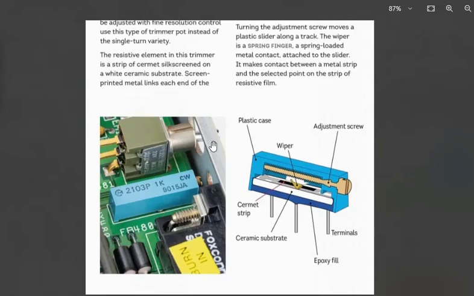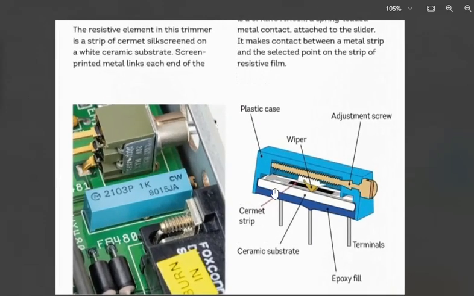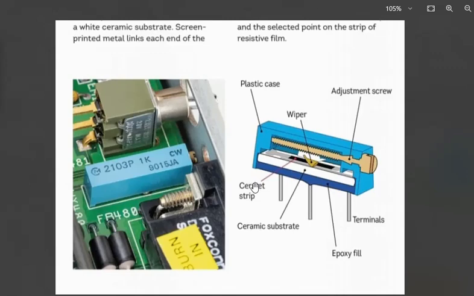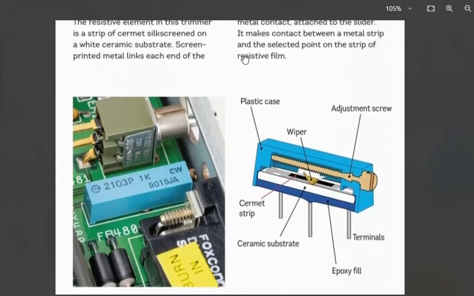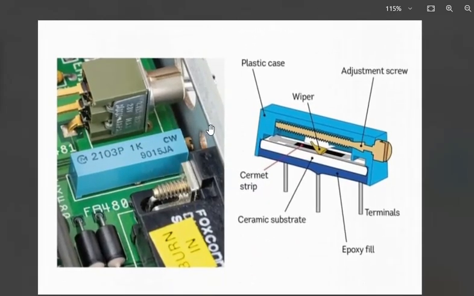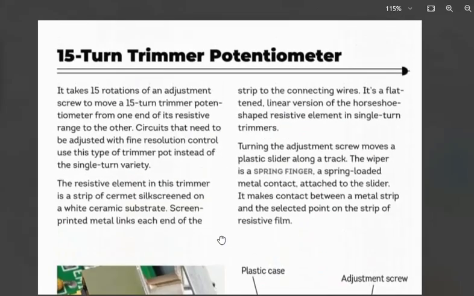Where can we find it? The 15-turn trimmer potentiometers are commonly used in audio equipment, scientific instruments, industrial control systems, and hobby electronics. In scientific instruments for precise measurement and control, in industrial control systems to regulate processes and equipment, in hobby electronics for building custom circuits and devices, and in audio equipment to adjust the volume, tone or other settings. So you can watch it. This is the 15-turn trimmer potentiometer.